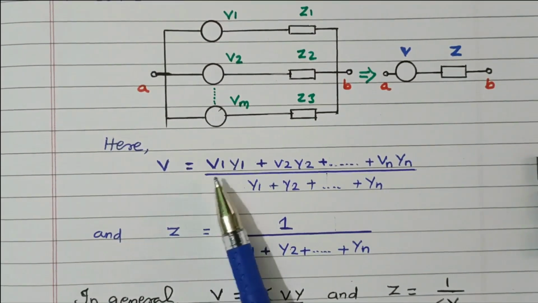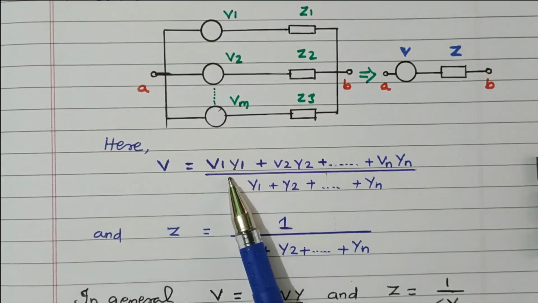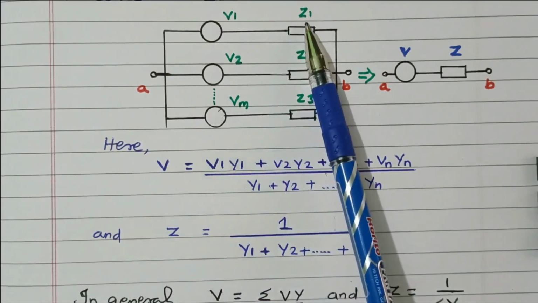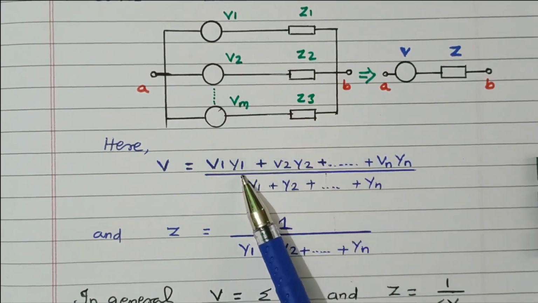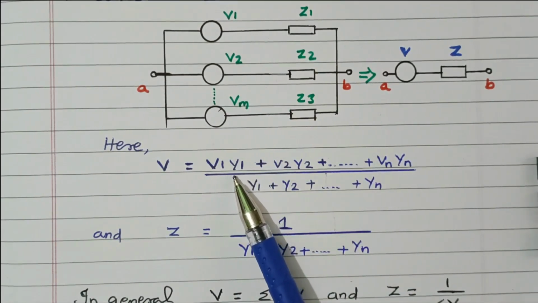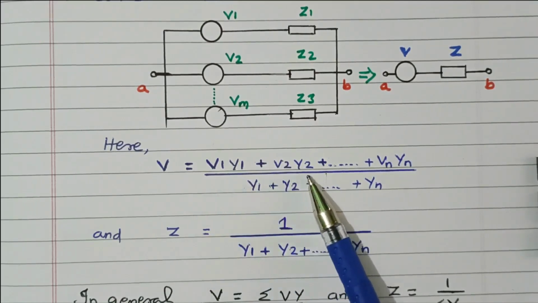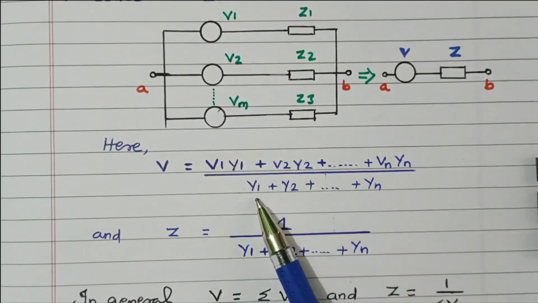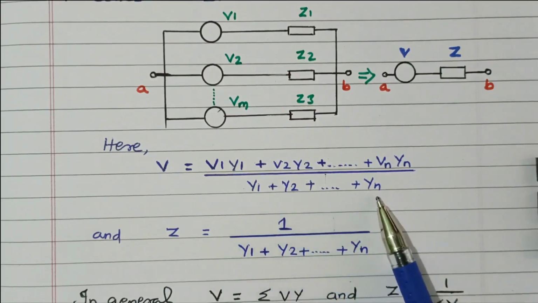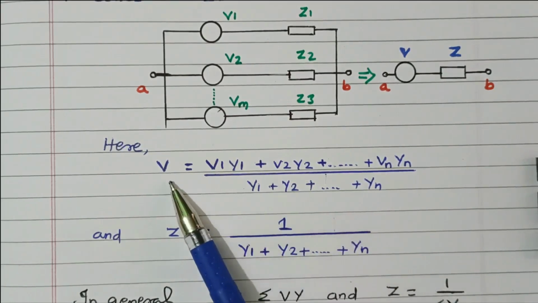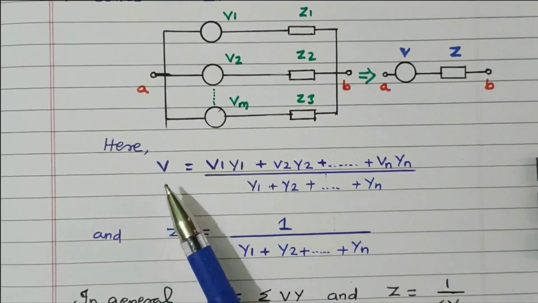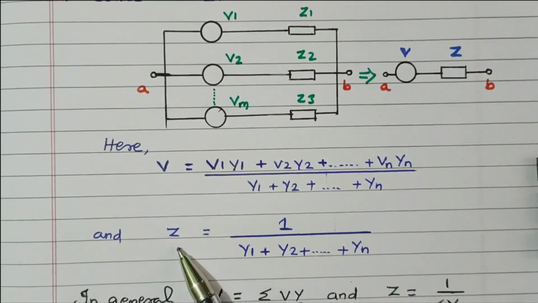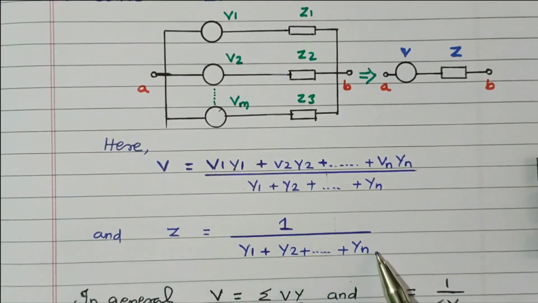So the voltage V is nothing but V1 into Y1, right? Here Z1 is the impedance, and Y1 is nothing but the admittance. 1 divided by Z1 is the admittance. So V equals V1 Y1 plus V2 Y2 plus up to Vn Yn, divided by the sum of admittances Y1 plus Y2 up to Yn. By using this formula we can calculate the resultant voltage V. Similarly the impedance Z equals 1 divided by Y1 plus Y2 up to Yn, right?